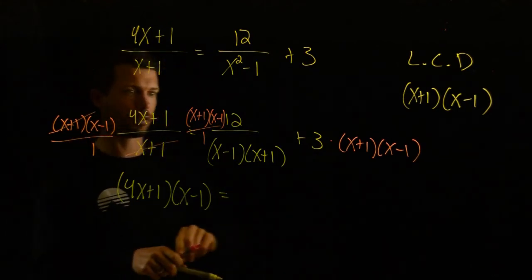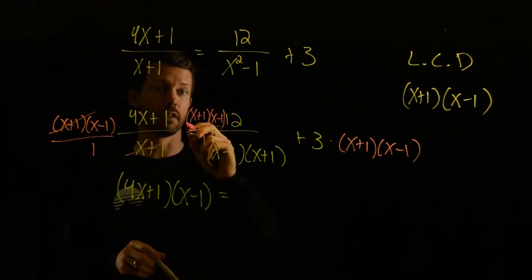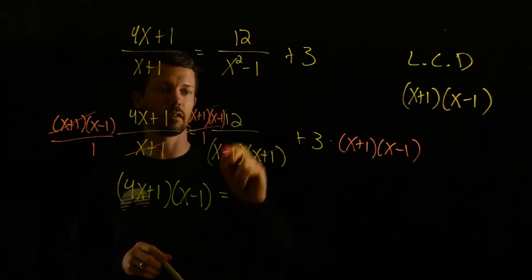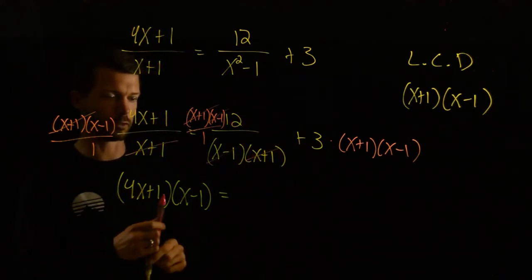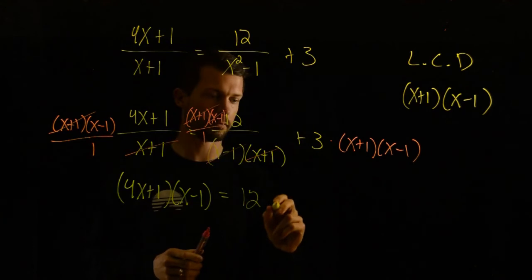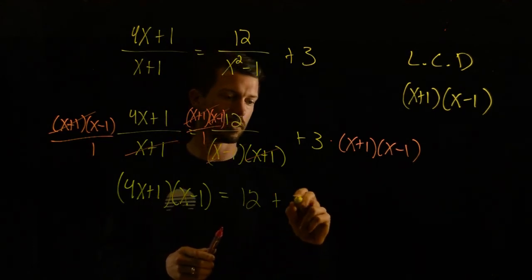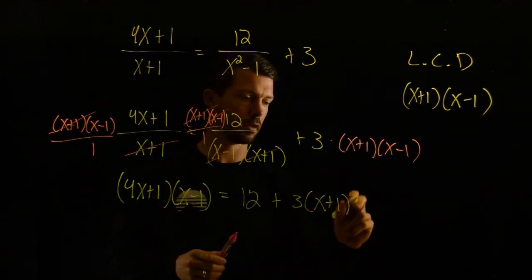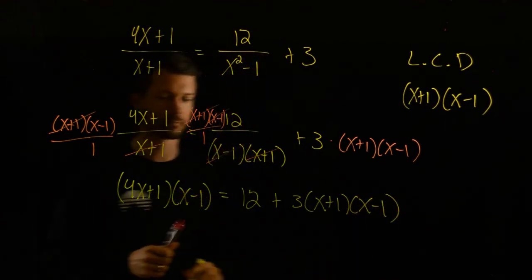And then over here, we want to see what divides out here, which is nice. The whole denominator will divide out, which is perfect. So this would be 12. And then plus 3, x plus 1, x minus 1.